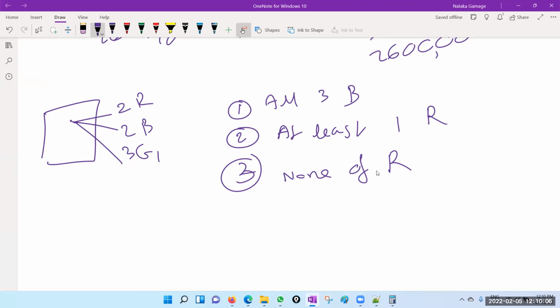We take 2 balls independently. That means you take it and you replace it. Again, put it back. So therefore independent. The moment you put it back, it is independent.